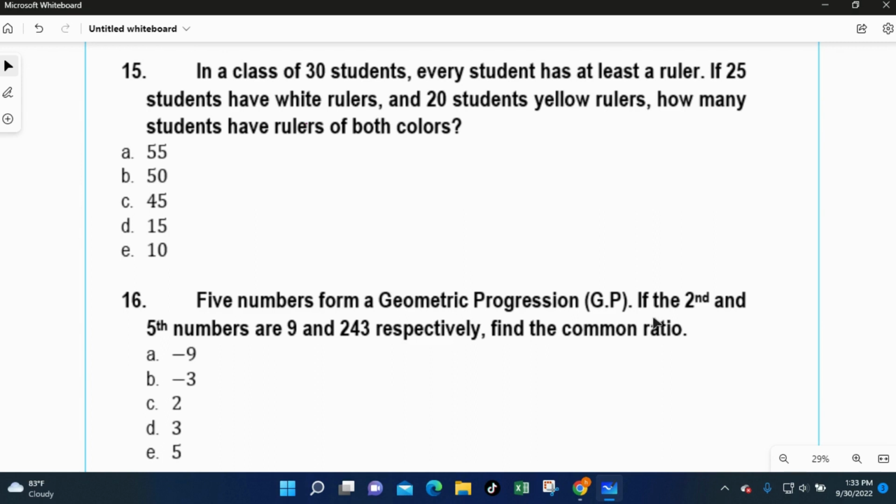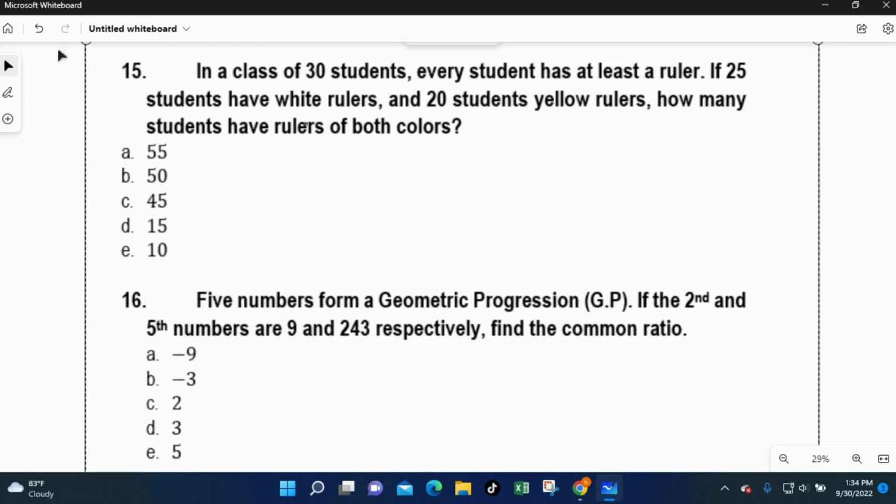Now, let's look at the first question. It says, in a class of 30 students, every student has at least a ruler. If 25 students have white rulers and 20 students have yellow rulers, how many students have rulers of both colors? We are going to consider the set theorem and use set notation to solve this. The second question says five numbers form a geometric progression. If the second and the fifth numbers are 9 and 243 respectively, find the common ratio.